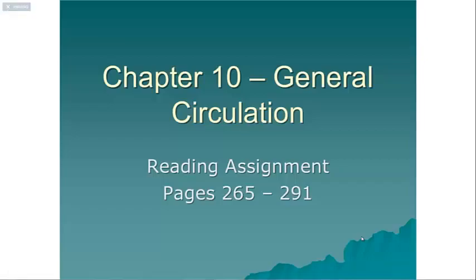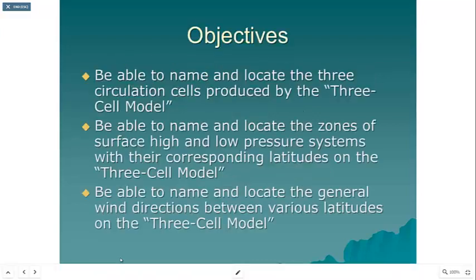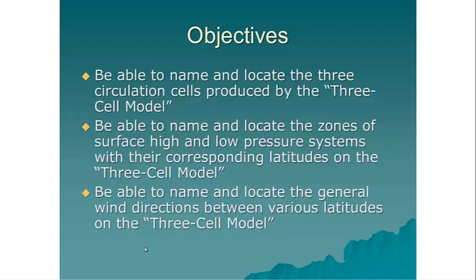In chapter number 10, we're going to deal with general circulation. So we're going to switch gears and talk about some of the larger features of atmospheric sciences, in the book, pages 265 to 291. Okay, objectives. We're going to spend a lot of time on this thing called the three-cell model.